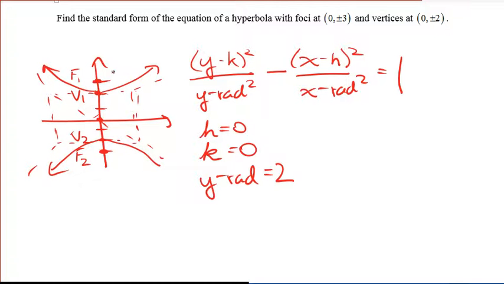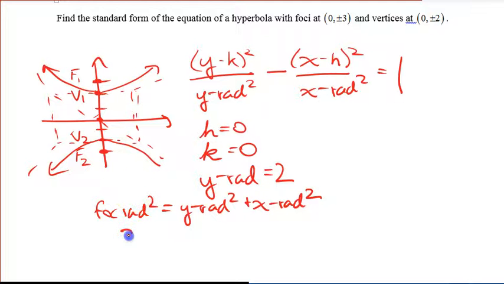The way we can figure it out is by using our information about the foci. Now we know that the focal radius, which I'll just call foc rad, squared, is equal to the y radius squared plus the x radius squared. We know the focal radius, it's 3. We know the y radius, it's 2. So we can solve for the x radius.